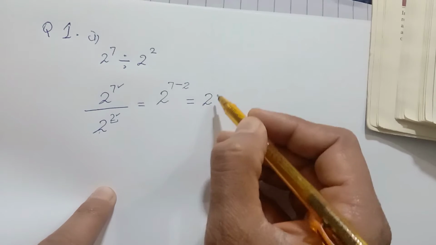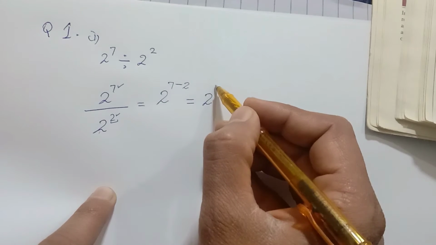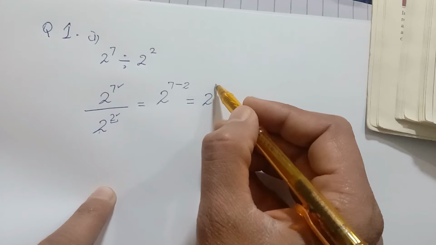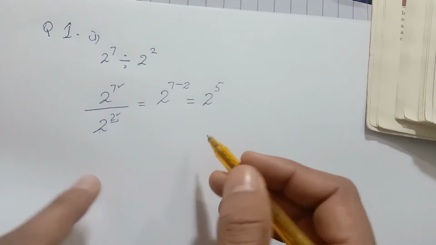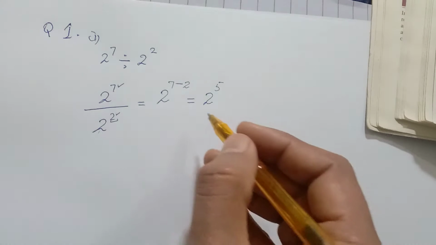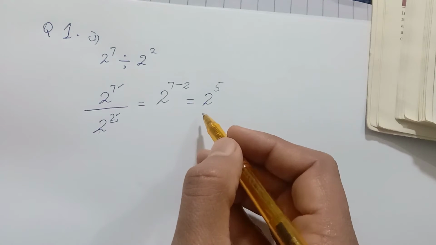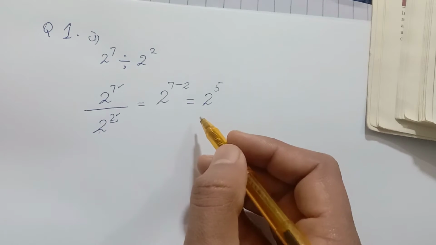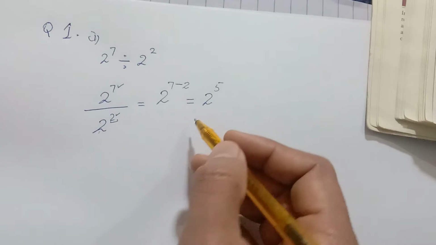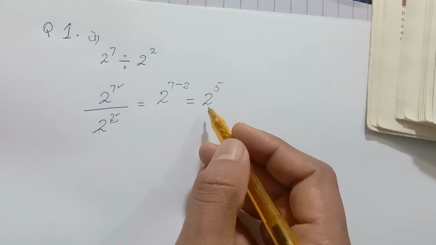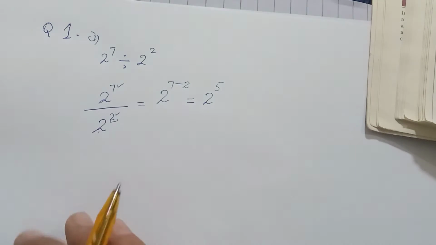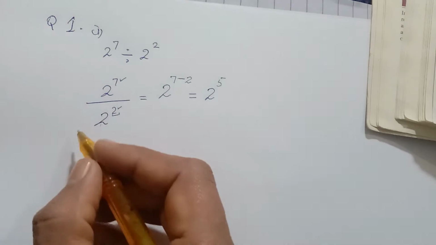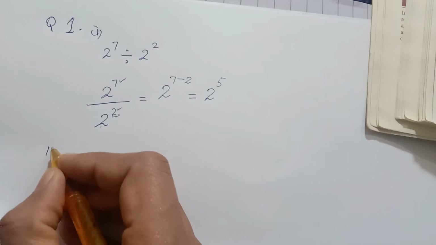So 2 is the base, and 7 minus 2 is the subtraction. When you subtract 2 from 7, the answer is 5. It is the answer after simplification of question number 1, by using the exponent laws. Now question number 2 has the same method.